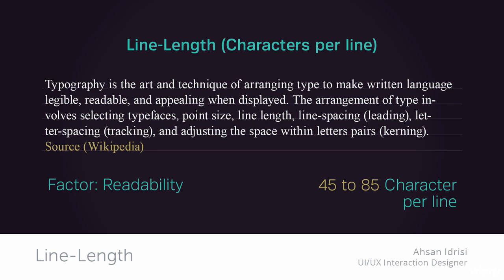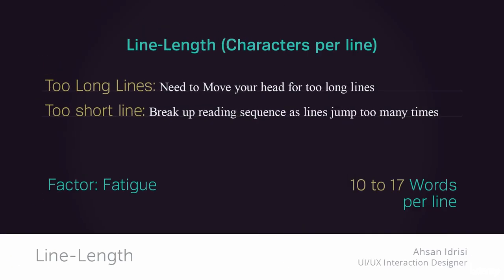I have seen a lot of articles and different books, and the range is from 45 to almost 85 characters per line. They are optimal. Now, why this optimal line length? The problem is, if you have very long lines, then the user or reader needs to move their head from left to right to read that line.